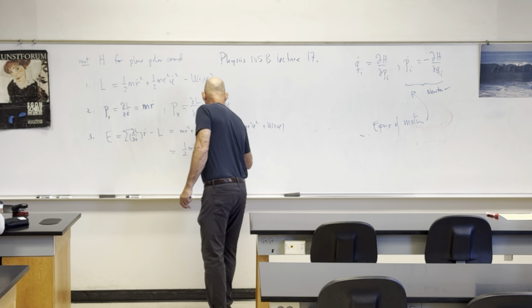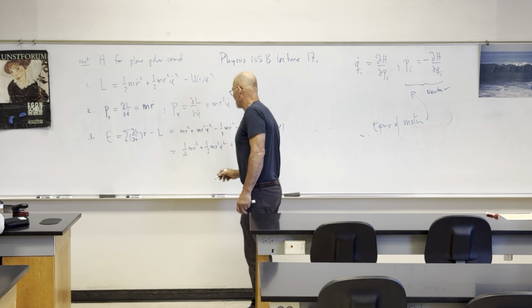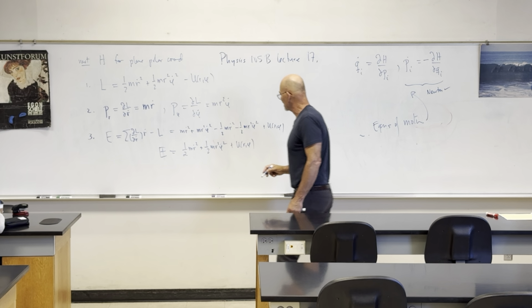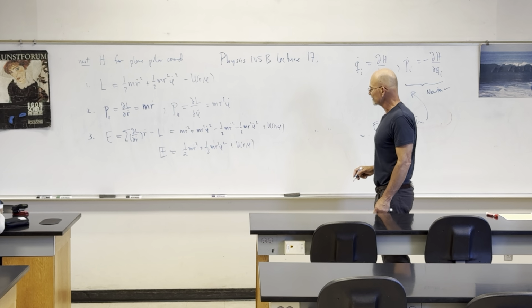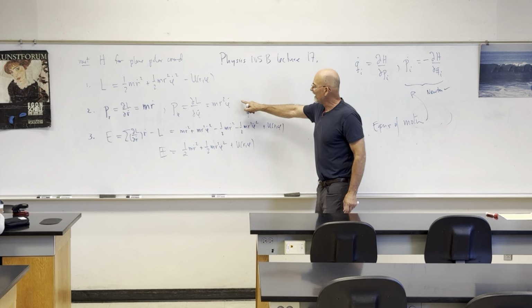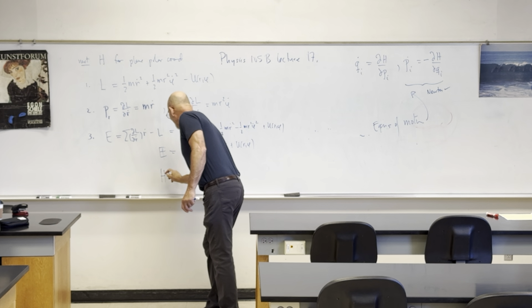R squared, p-phi squared, plus U of r and phi. So this is H now. No, this is E. Okay, so that's the energy. So how do we turn this thing into the Hamiltonian? We need to eliminate r dot and phi dot, right? Precisely. So now we substitute in, so I'm going to go ahead and write H.